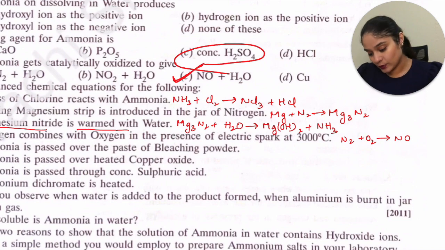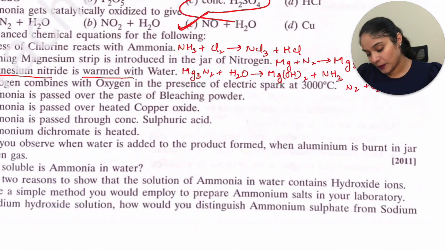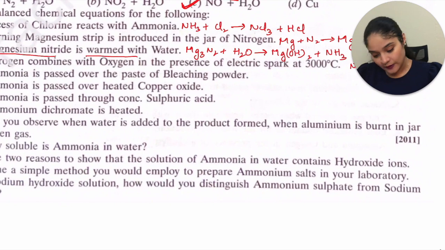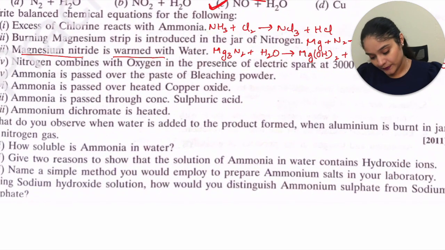Now what is the next question? Ammonia is passed over the paste of bleaching powder. The first thing is you should know what bleaching powder is. That is CaOCl2, and ammonia is passed over it. So what will you get? You will get CaCl2 plus nitrogen gas plus water.